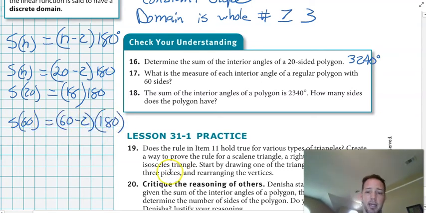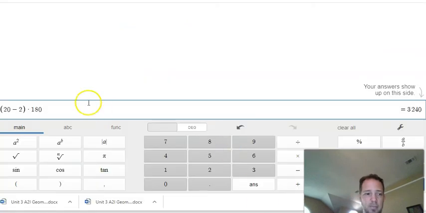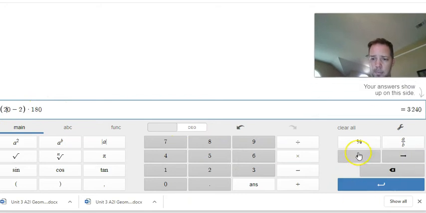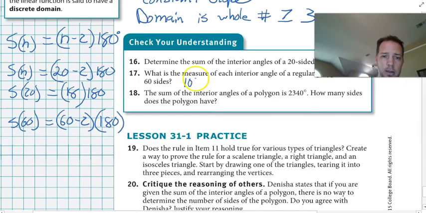Okay, so let's go ahead and type that in our calculator. So 60 minus 2 times 180 gives us 10,440 for our answer.